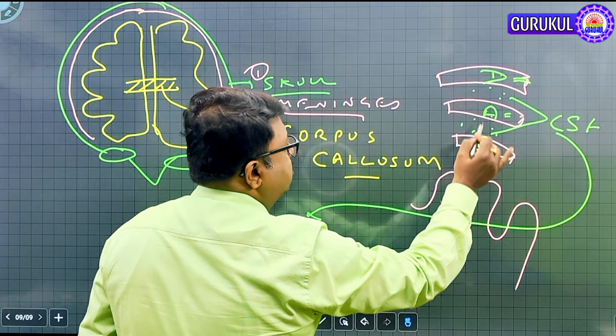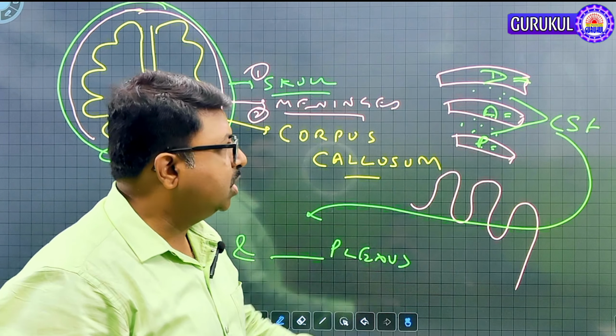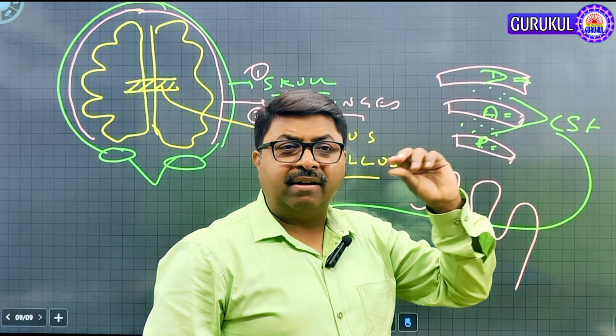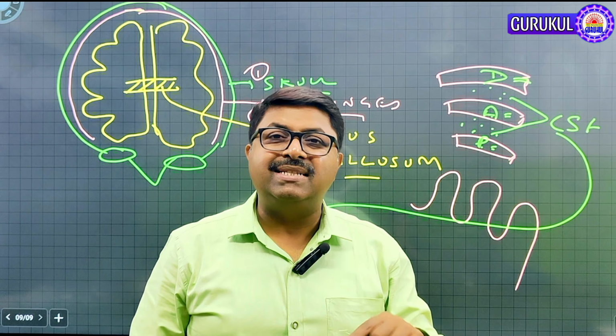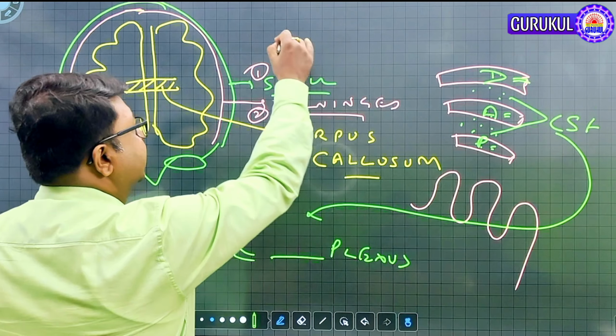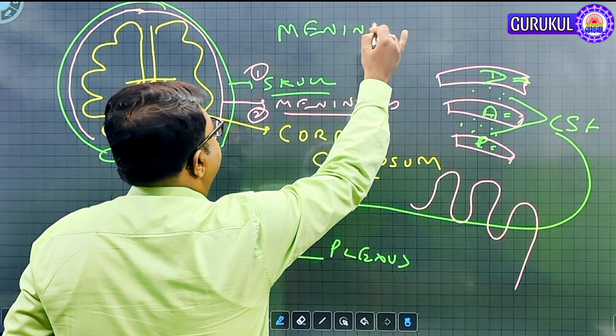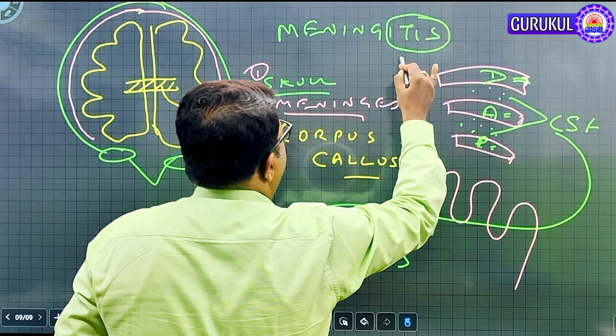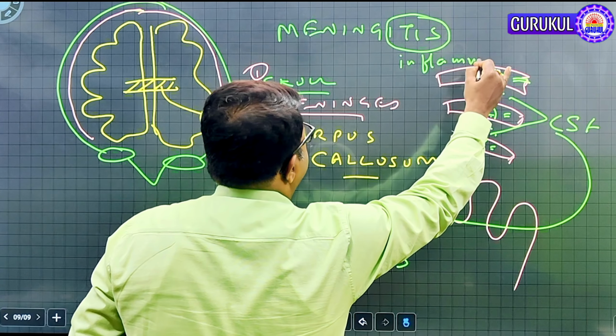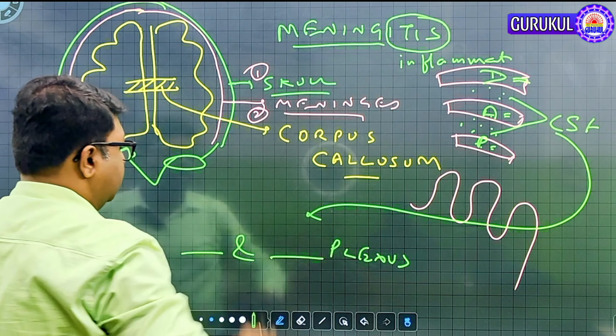These three together are called the meninges, and here a disease occurs. If there is inflammation in the meninges, we call it meningitis. Itis means inflammation. Inflammation in the meninges is called meningitis.